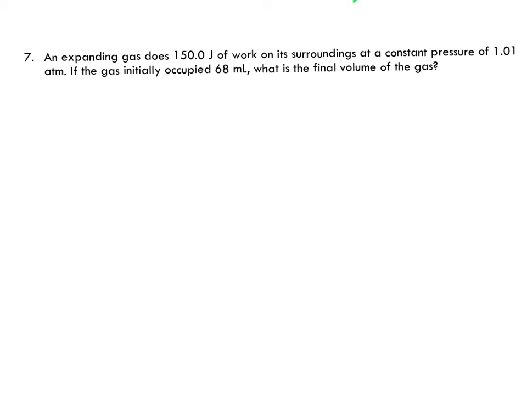All right, again, we are looking at pressure volume work. So this is going to use the equation work equals pressure times volume. And let's see what the equation gives us here. The problem gives us 150 joules of work. Pressure is 1.01 atm. And the gas started at 68 milliliters and it's going to end at, we don't know. That's what we're trying to find.